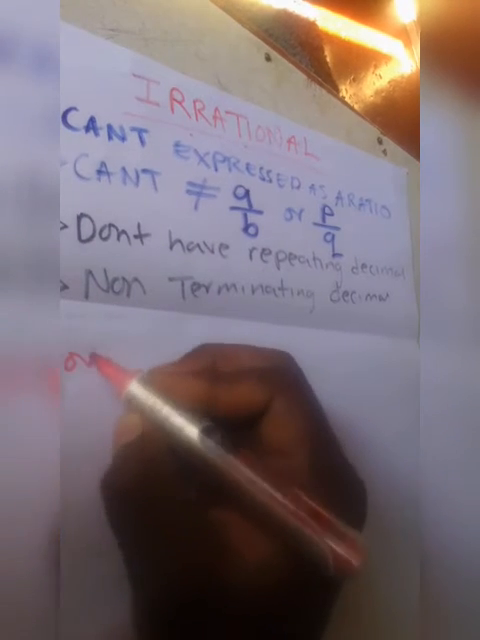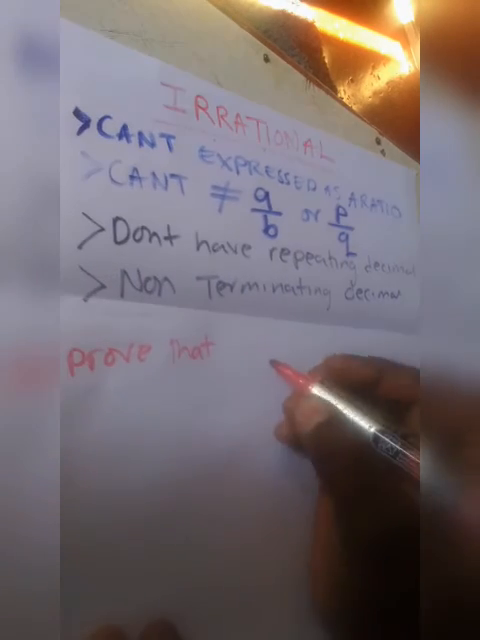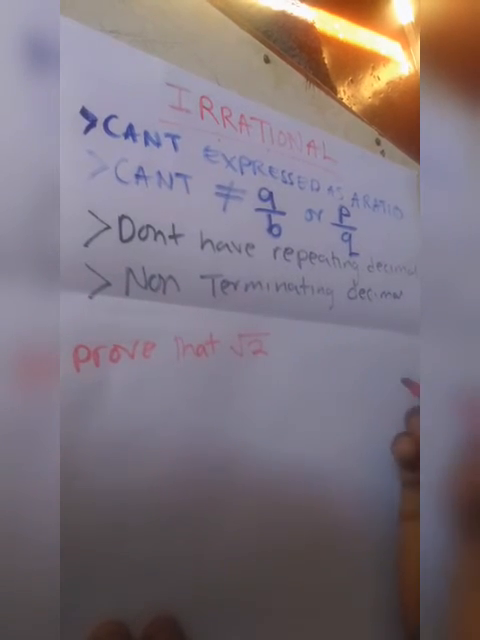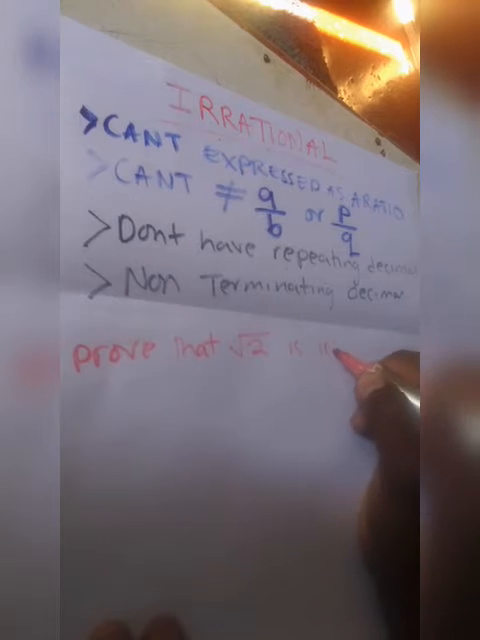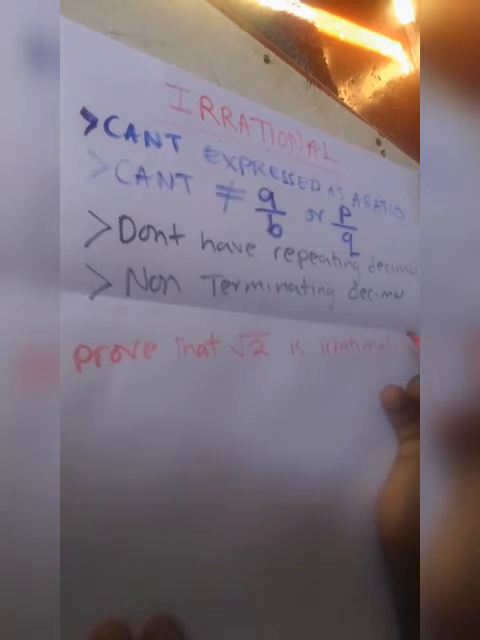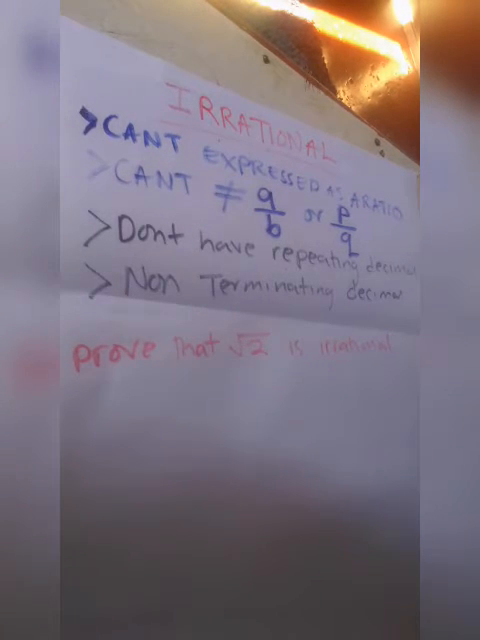So let us try to see how questions might come, how they can phrase questions. They can phrase them like this: prove that the root of 2 is irrational. This is a little bit tricky, so I would like you guys to pay attention on this one. Prove that the root of 2 is irrational. So how can you do that?